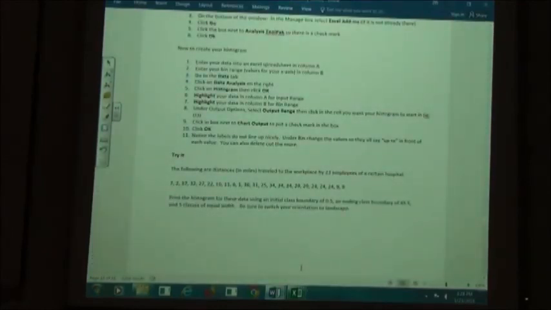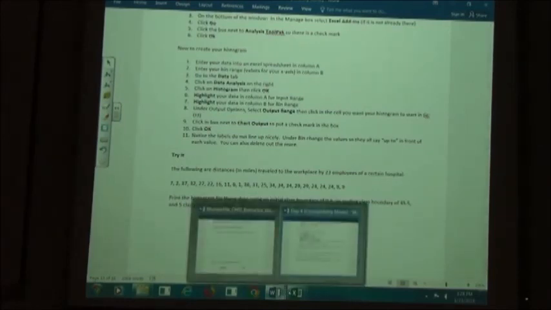My bin range, select output range for where you want your histogram to show up. I put D3 in mine. Click on the box next to chart output, put a check mark in the box and click OK.